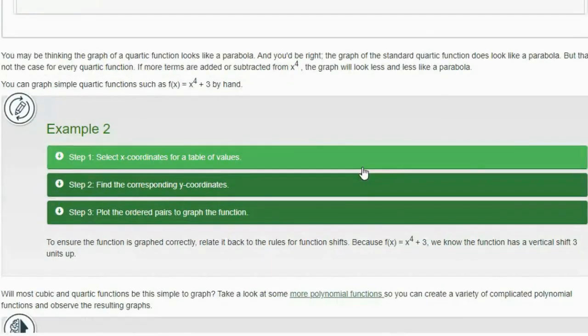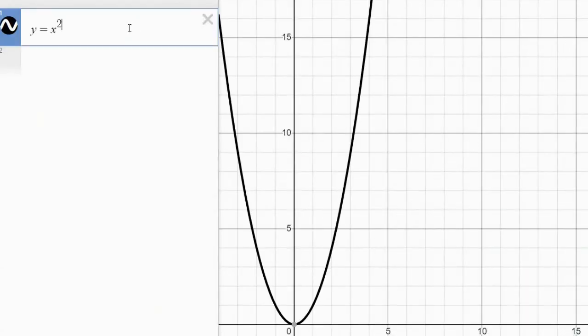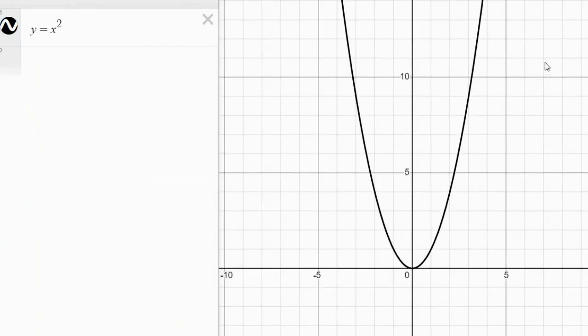So you maybe think it looks like a parabola. Well, it kind of does look like a parabola. But here, let's compare them right here. Y equals x squared is a parabola. All right, we'll move that right over there.